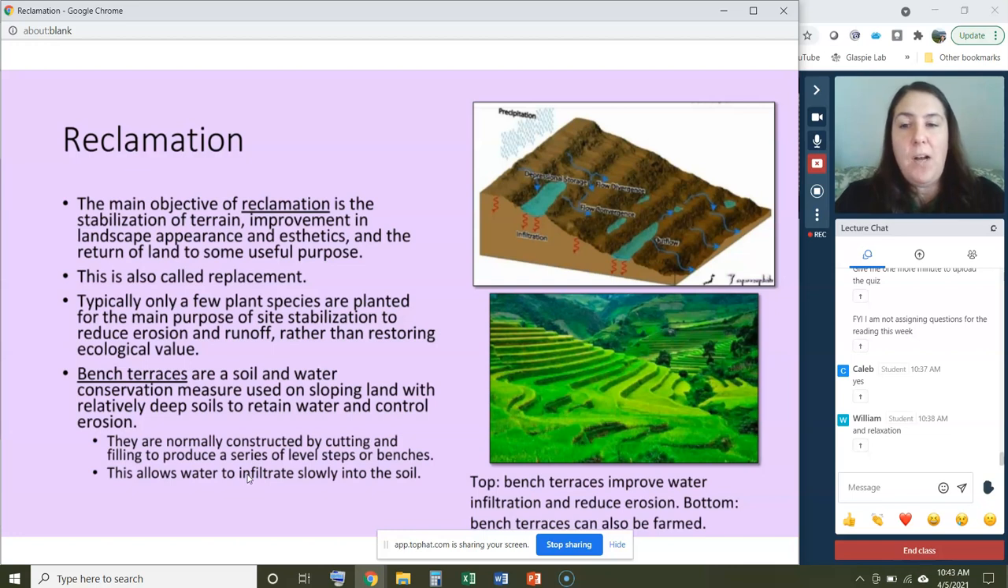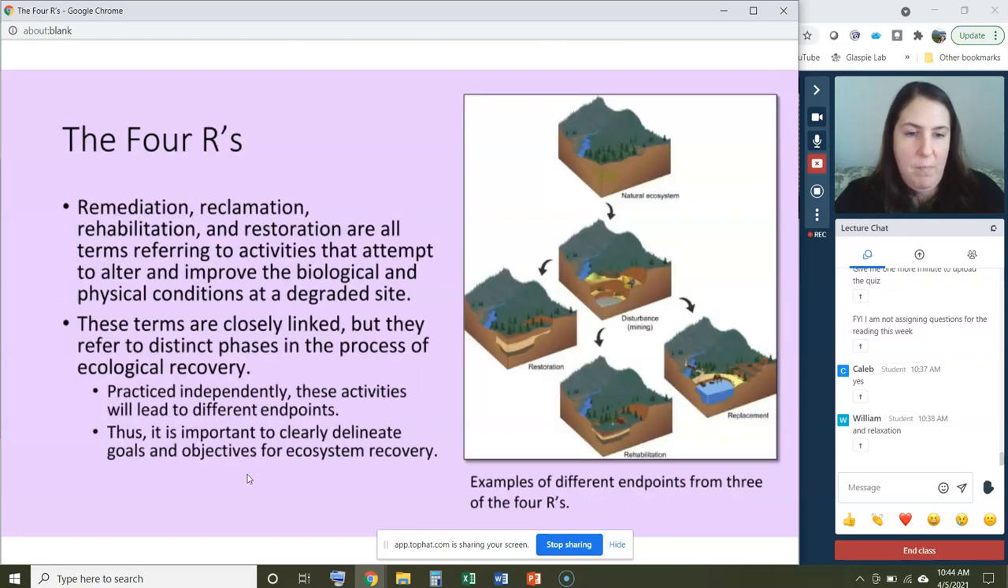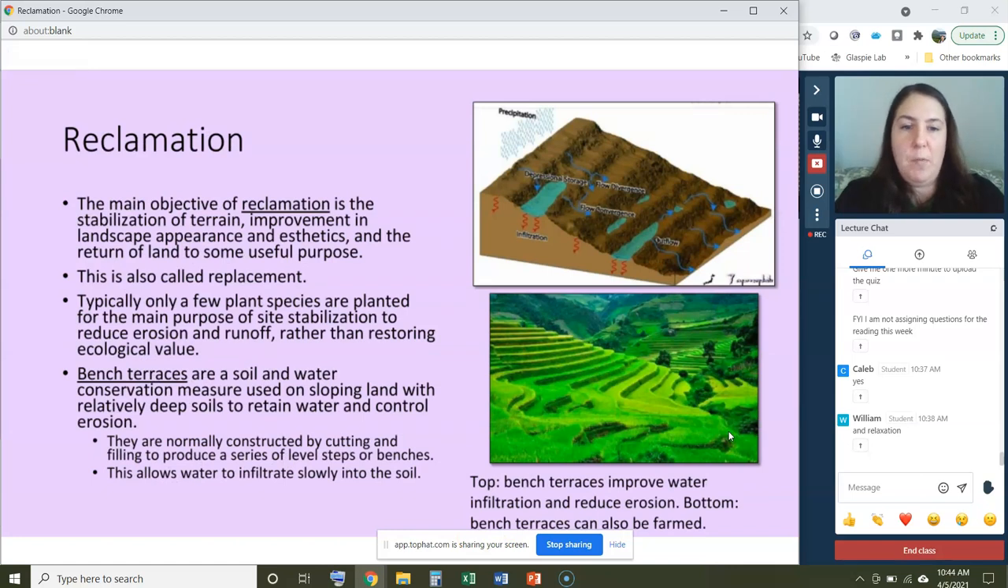Reclamation involves the stabilization of terrain, the improvement in landscape appearance and aesthetics, and the return of land to some use. And so this involves essentially getting that land away from an erosion type state and transforming it into something that is useful generally for people. But it can also have some sort of ecosystem functions. Another word for this is replacement. And so if you see the word replacement, for instance, on this diagram here, we're talking about the same concept of reclamation.